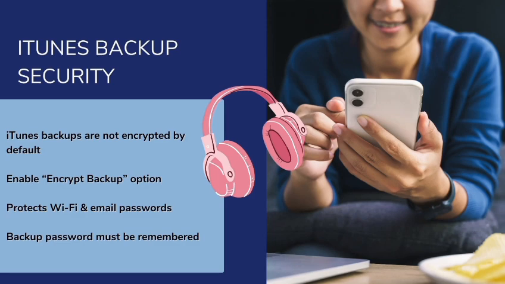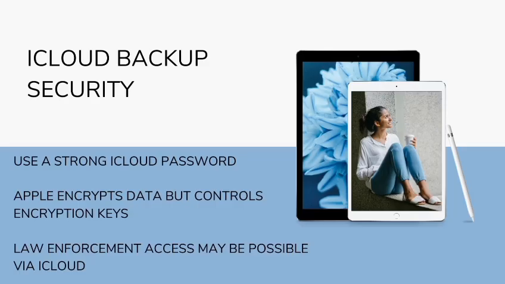Do not forget about the backups. iTunes does not encrypt backups by default, so make sure to check Encrypt Backup on the Summary tab. This secures Wi-Fi passwords, email passwords, and other confidential information. For iCloud backups, always use a long and strong passphrase and keep it safe. Remember, Apple encrypts iCloud backups, but they control the encryption keys, so law enforcement access is possible.